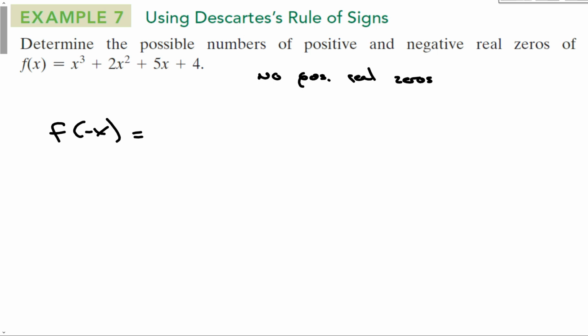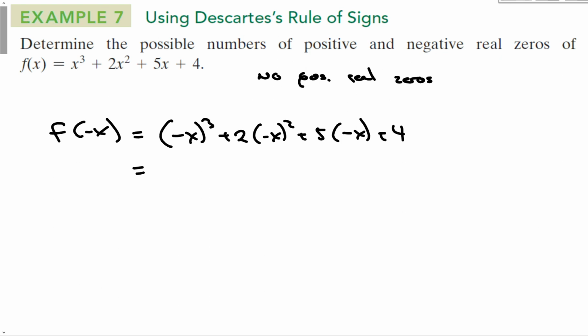So in order to find out my negative real zeros, I need to replace x with negative x and count the sign changes. So that means I'm going to go negative x to the third plus 2 times negative x squared plus 5 times negative x plus 4. This becomes negative: the third power changes to a negative. Negative squared turns positive. 5 times negative x is a minus 5x plus 4.